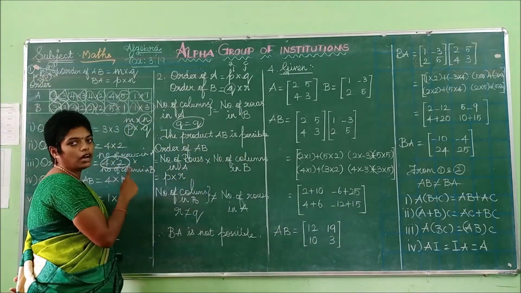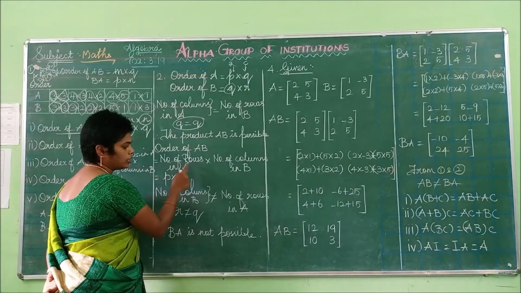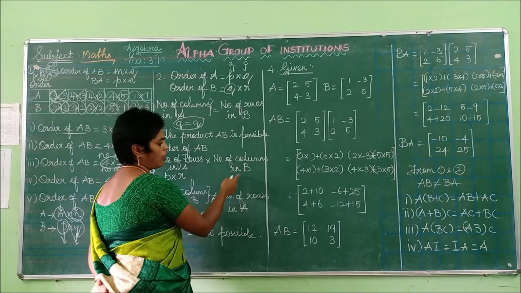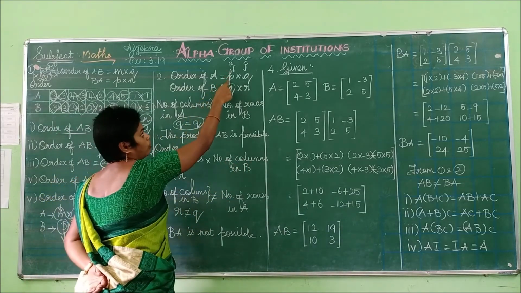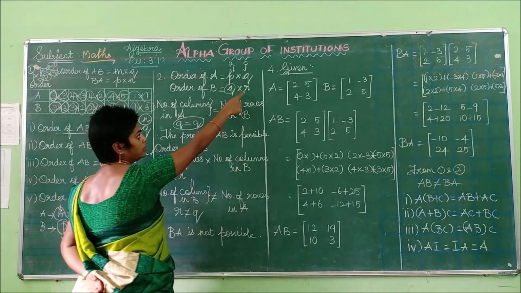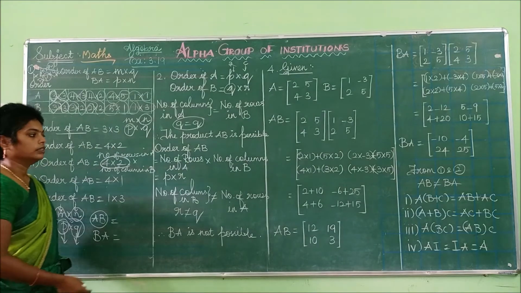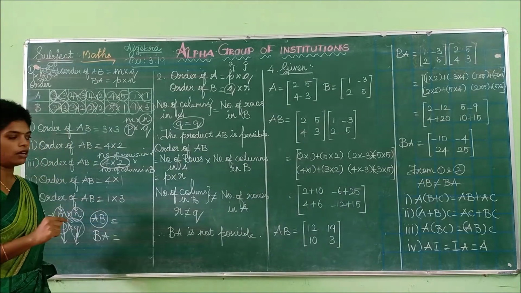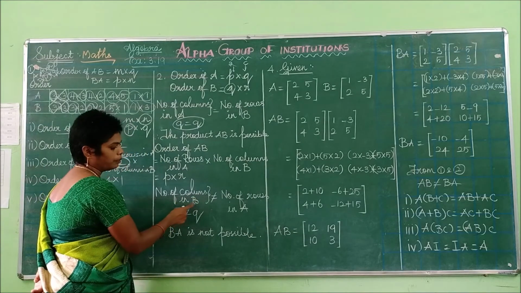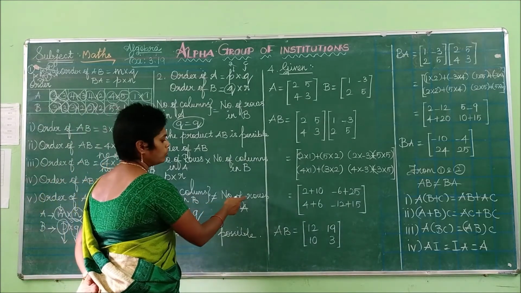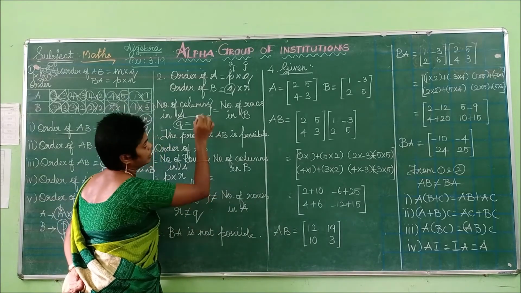Then you have to find the order of AB. Order of AB is number of rows in A into number of columns in B. So number of rows in A is what? Here row is P, in column the value is R. So our product is P cross R. Then you have to find order of BA also. So first check the condition. Number of columns in B which is equal to number of rows in A. So BA means what is our format here?